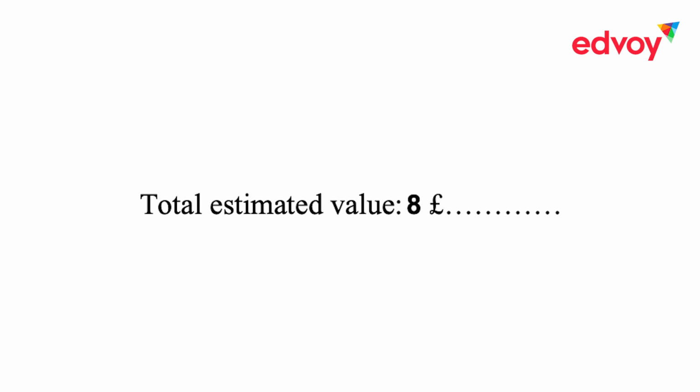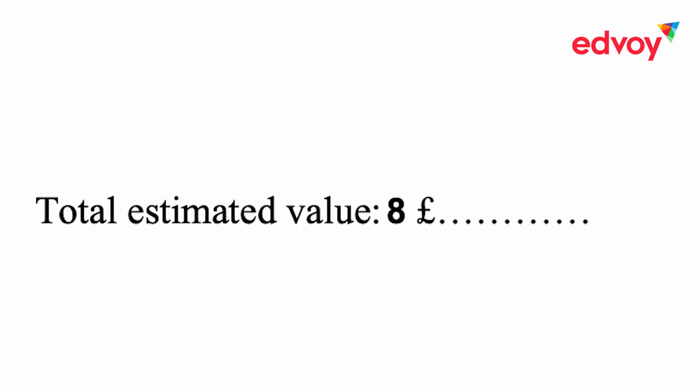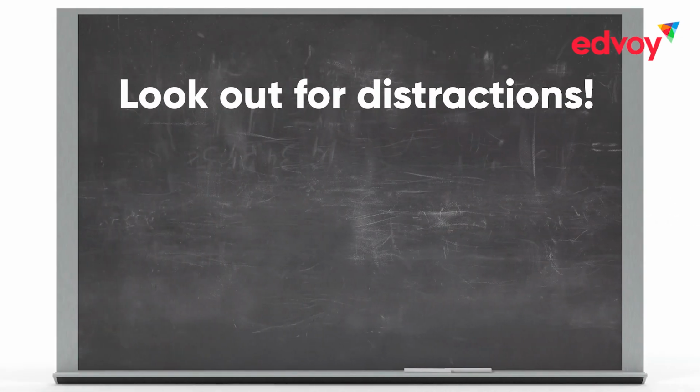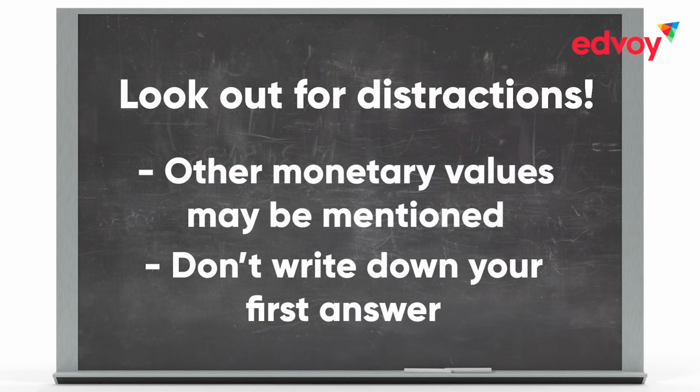The last question has a big clue in that you can see a pound sign. This tells you that your answer will be about money. However, it won't be as simple as it looks. Now, I haven't mentioned it for the previous questions, but there may be distractors. This means that you may hear other monetary values mentioned, so don't write down your first answer. Keep listening, and only write down your answer when you're sure it matches exactly with the question.